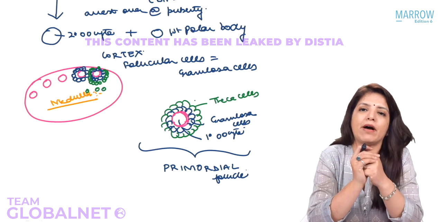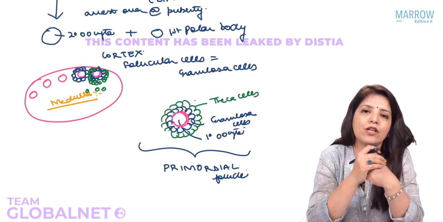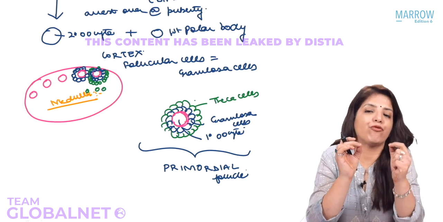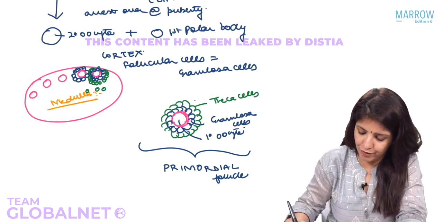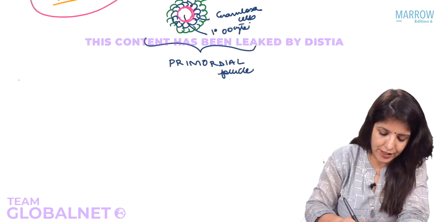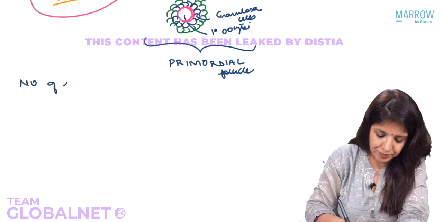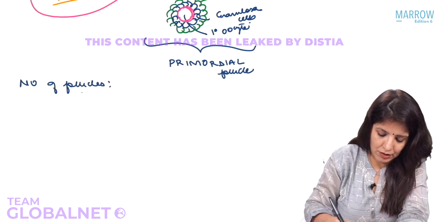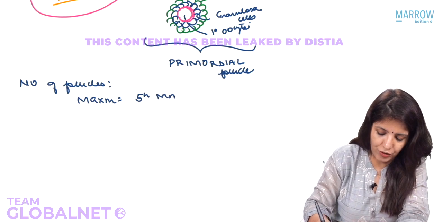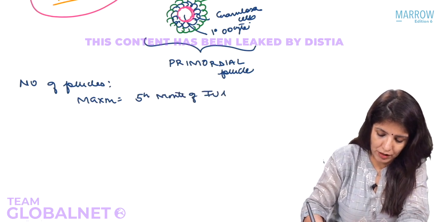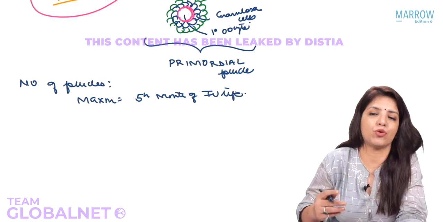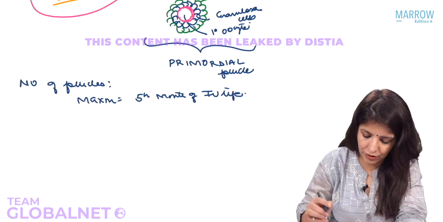Now, if you remember my lecture in OBS, I told you that the number of follicles is maximum at the 5th month of intrauterine life. I'm sure you must have understood what a follicle is now, right? The number of follicles was maximum at the 5th month of intrauterine life. I know some of you might be thinking that I'm repeating these things. I'm repeating so that you understand the line which I'm going to tell you now.